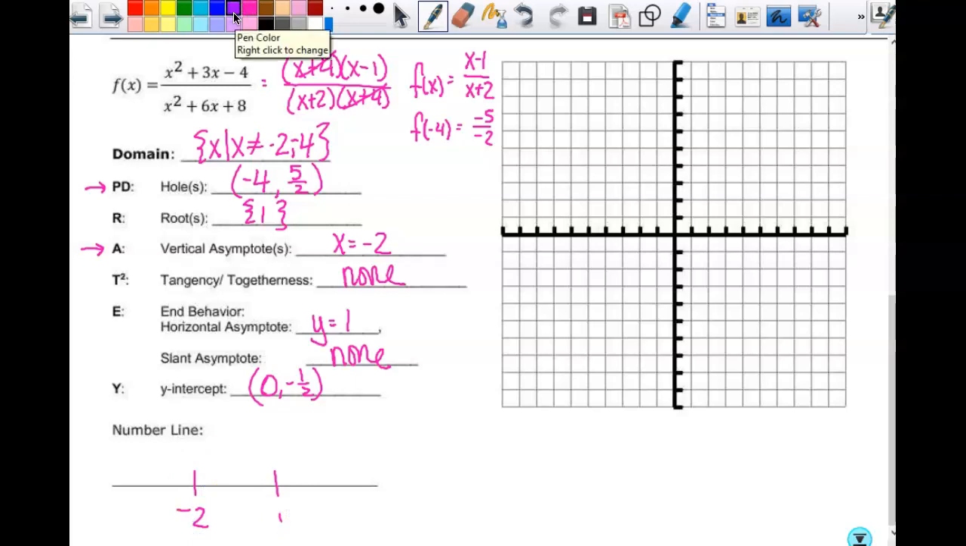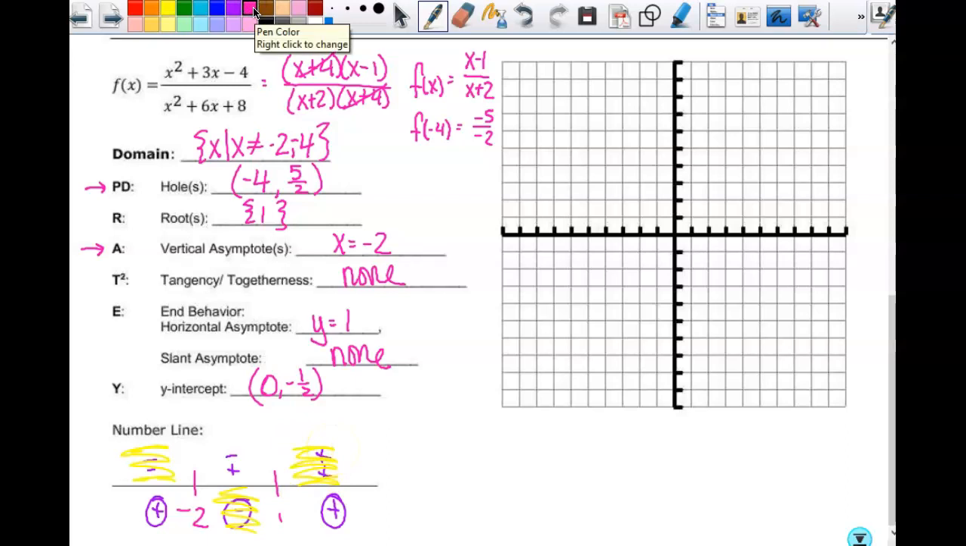Then I test them. So I can substitute in a negative 3. Negative 3 is going to give me negative over negative, which is positive. And here I can put in a 0, so it's negative over positive, it's negative. Put in a 2, positive, positive, positive. So this is positive, negative, positive.